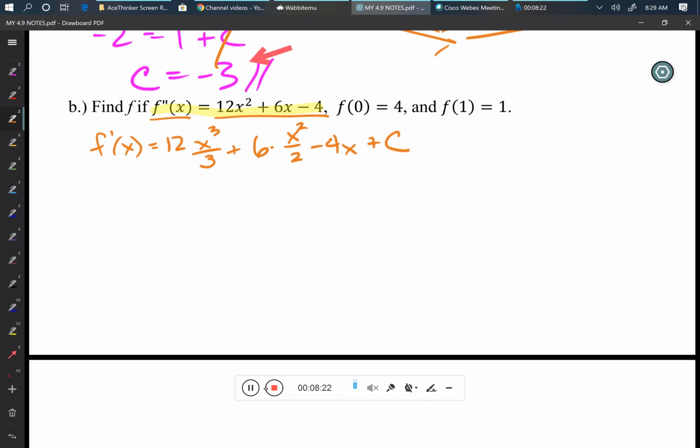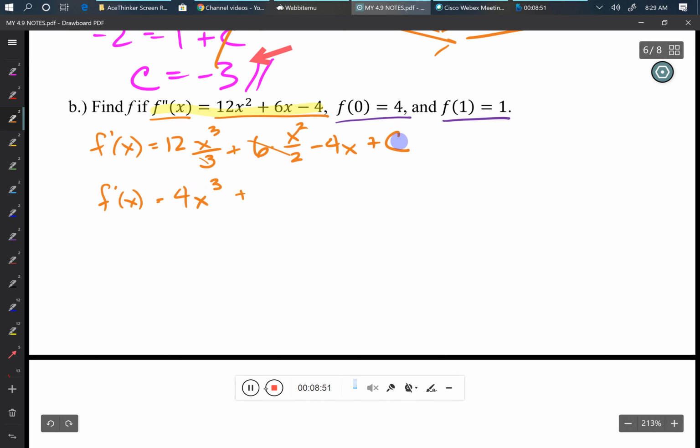Okay? Now, I can't actually solve for that c because the initial condition information that they gave me all deals with f of 0 equal to 4, or f of 1 is equal to 1, and I've got f prime. So I'm going to have to take another antiderivative, and then I'm going to have to figure out what to do with that when I take the antiderivative. Right. So before I worry about taking the antiderivative, I'm just going to go through and rewrite this and clean it up a little bit. The 12 divided by 3 here is going to give me 4x cubed. The 6 divided by 2 here is going to give me a 3x squared minus 4x plus c.